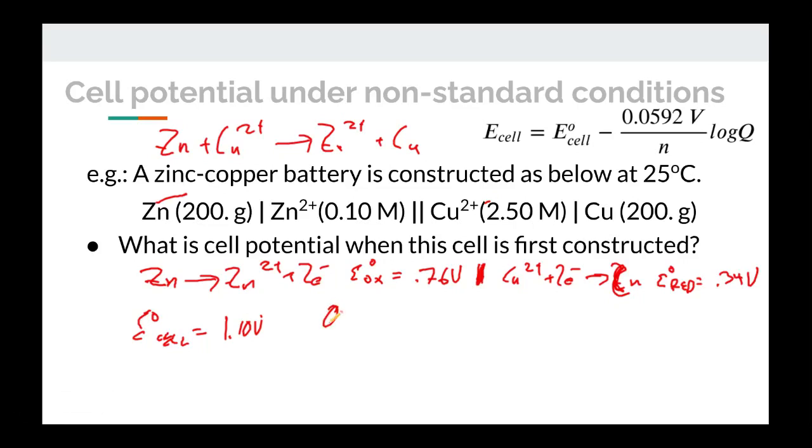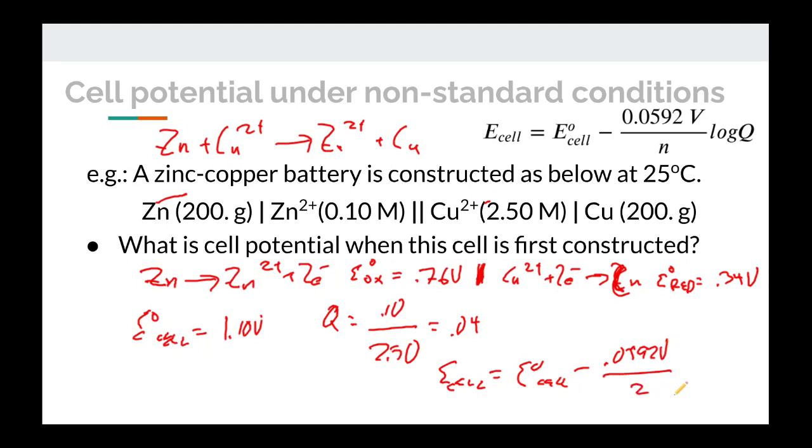So what's Q here? Q is equal to the concentration of zinc ions, which is 0.10 molar, divided by the concentration of copper ions, which is 2.50 molar. And this works out to 0.04. So our cell potential is standard cell potential minus 0.0592 volts over 2, because that's the number of moles of electrons, times the log of 0.04. Standard cell potential, remember, is 1.10 volts.